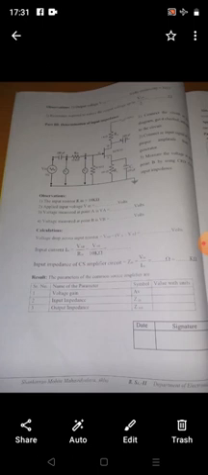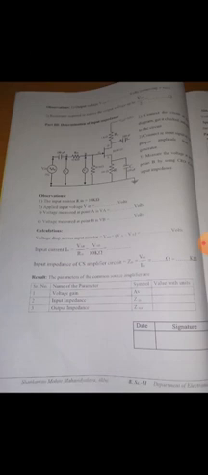Calculations are voltage drop across input resistor, that means VAB equal to VA minus VB in volt. Input current I in equals VAB upon R in, equal to VAB upon 10 kilo ohm, in ampere. Then input impedance of the CS amplifier circuit Z in equals V in upon I in, in ohm, or in kilo ohm.